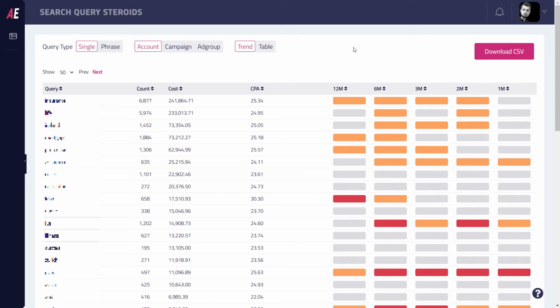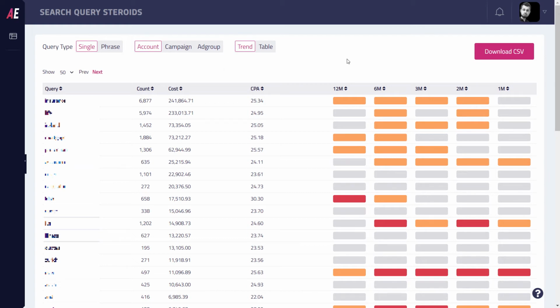So this is version one of a new feature that we've just pushed out in Ad Evolver, and it's essentially ngrams but with trend data across different segments of time. I'm just going to run you through it very quickly.